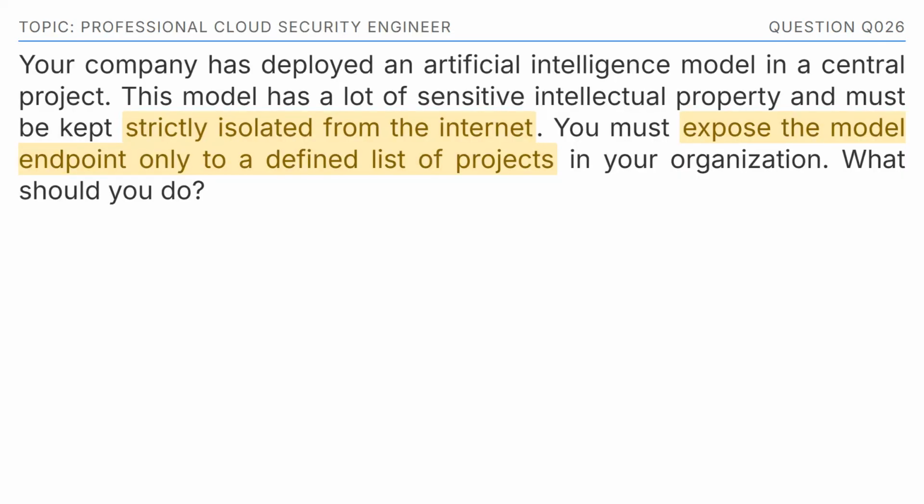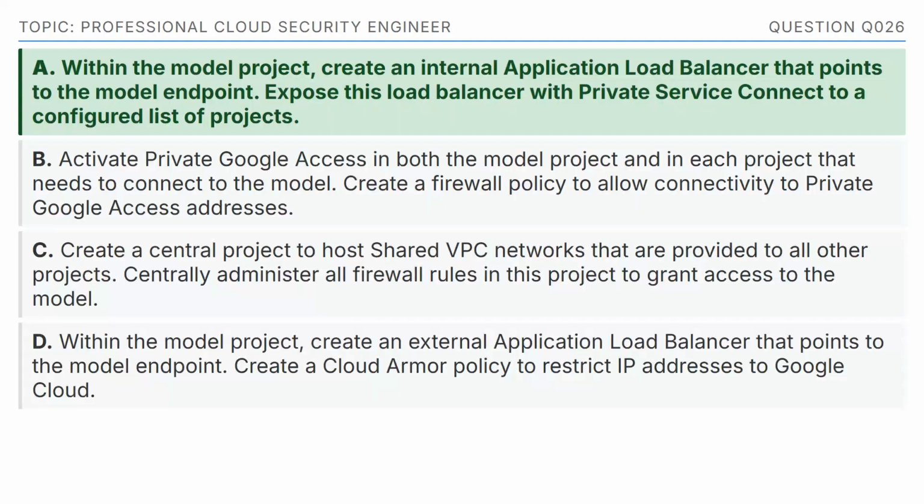To arrive at the correct answer, we focus on the keywords: strictly isolated from the internet, expose the model endpoint only to a defined list of projects. The correct answer is option A. Within the model project, create an internal application load balancer that points to the model endpoint. Expose this load balancer with Private Service Connect to a configured list of projects.